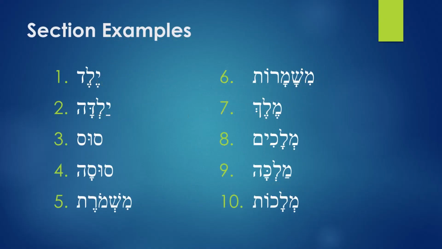So from what we've covered so far, let's try these examples. Let's try to identify the gender and number of the word and then give a short why. Let's go through the examples together.